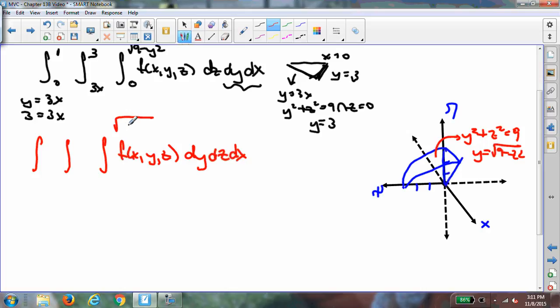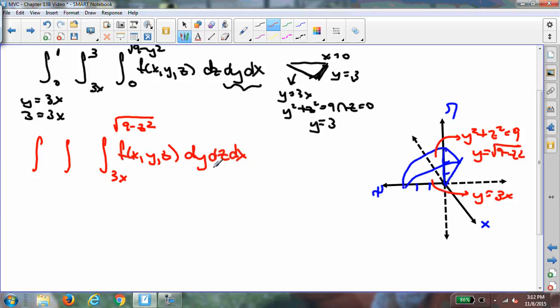Y equals 9 minus z squared. And then the lower surface for this is the plane, which would be y equals 3x. So my lower surface is y equals 3x. So there's my inside one. Notice it's y equals 3x and y equals square root of 9 minus z squared.